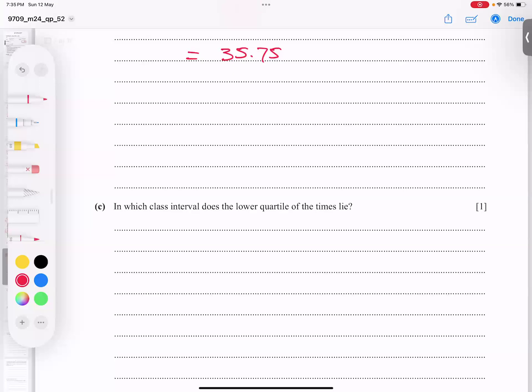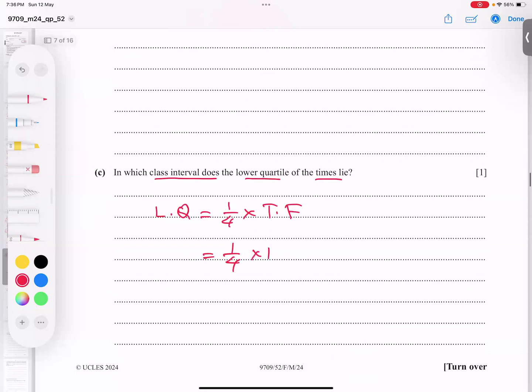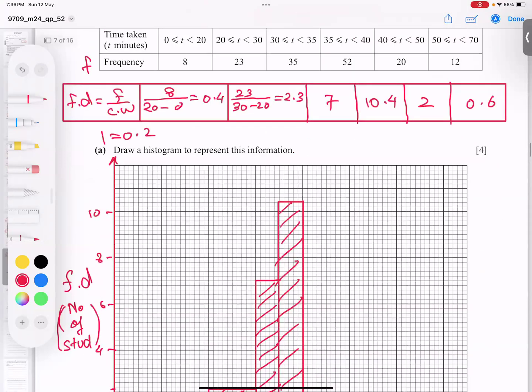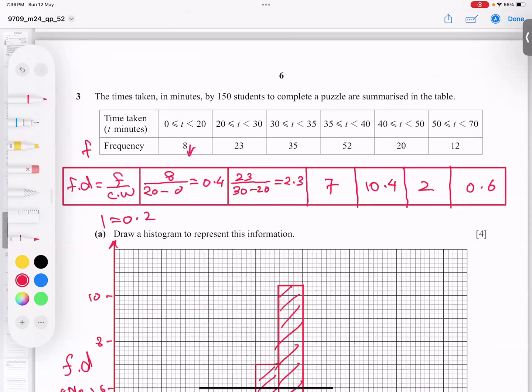Next part of the question, in which class interval does the lower quartile lie? Okay, so what is the lower quartile formula? 1/4 of the total frequency, and that total frequency is 150. So 150 divided by 4, I got 37.5. So 37.5, where does it lie? Let's see. I'm just writing 8. 8, I add in this. So 23 plus 8, it's giving us 31. 31, add in 35 and write that down, 66.